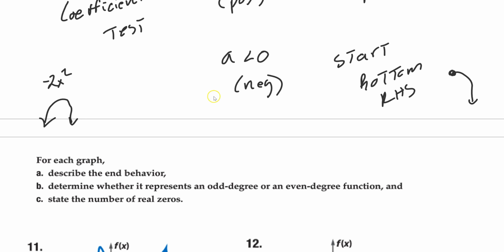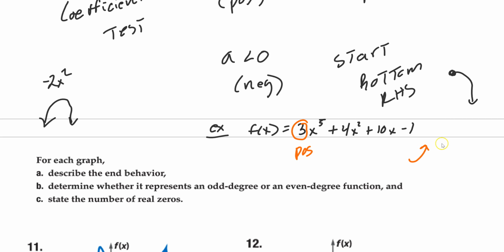And actually, before we get to some of that stuff, I'm going to add a little example here. Let's get f of x equals 3x to the 5th plus 4x squared plus 10x minus 1. I want to talk about the end behavior of this graph. I just want to draw a picture of it. So let's draw the end behavior. Well, so first we look at the leading coefficient. It's a positive. So I know it's going to be top right. It's going to look like that.